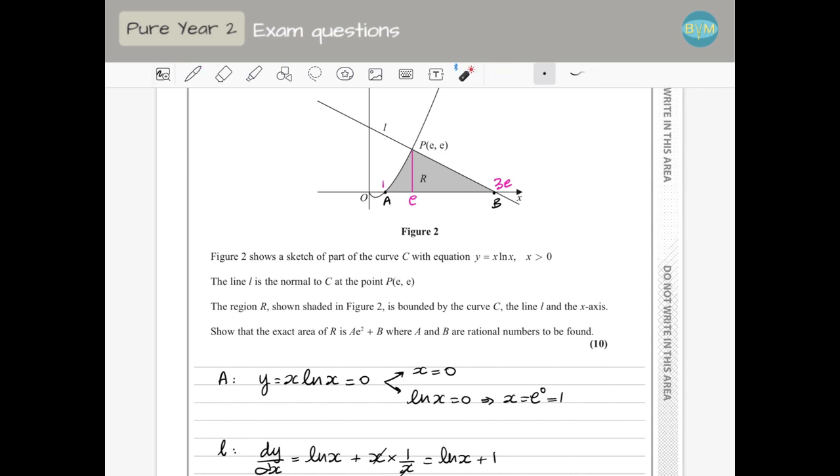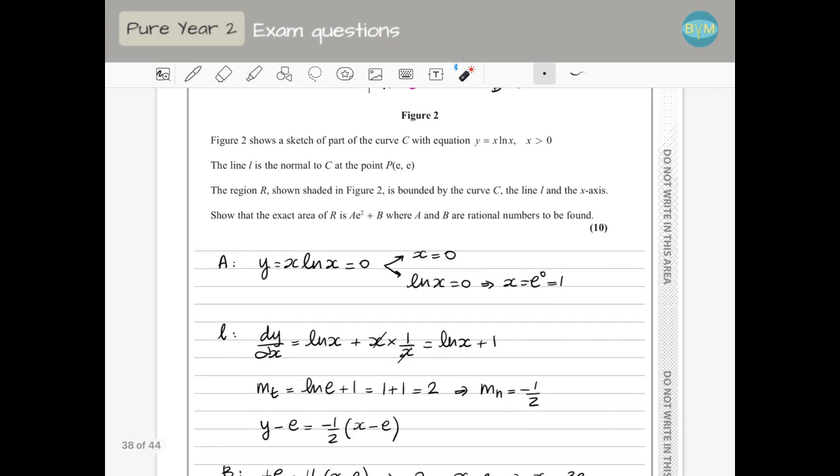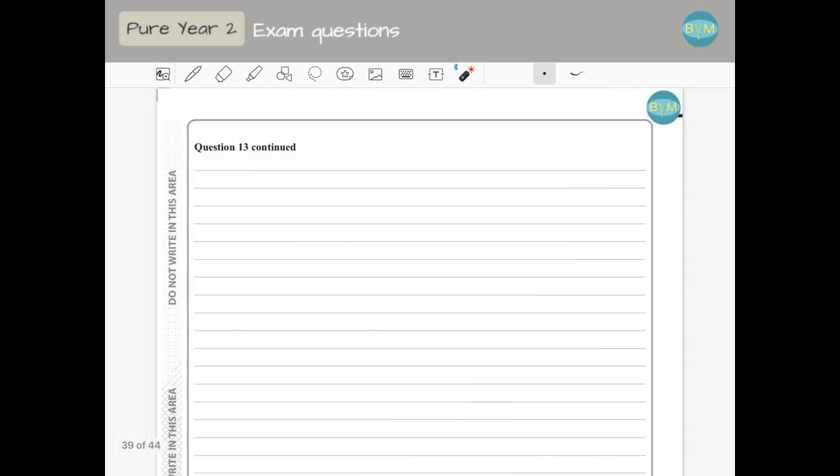So I'm going to integrate the curve between 1 and e, and then I'm going to find the area of the triangle between e and 3e. I'm going to integrate in the next page. So we are going to integrate for the first part of the area between 1 and e, the function x ln x dx. This is an integral that you can easily do by parts because we have very different functions.